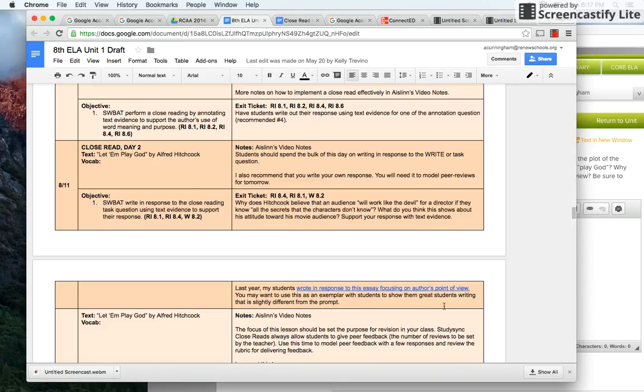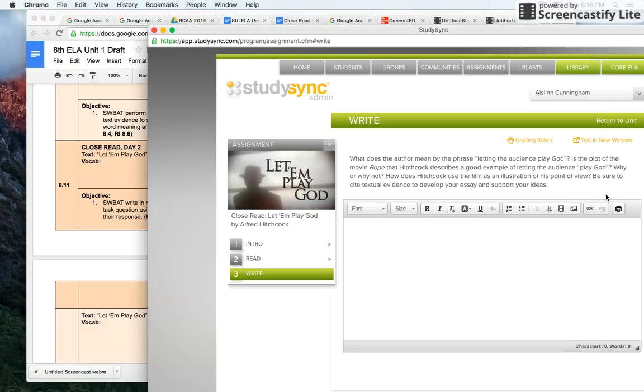Last year, my students wrote in response to this essay focusing on author's point of view. You may want to use this as an example for students to show them great student writing that is slightly different from the prompt. So I will always put a prompt here that is the recommended prompt that will lead students to know the concepts and skills and the MLQs and the benchmarks. Sometimes this prompt differs from the one that is by default in the lesson. All you need to do is, when you assign, copy and paste this prompt into StudySync. So you can see that it's a little bit different.